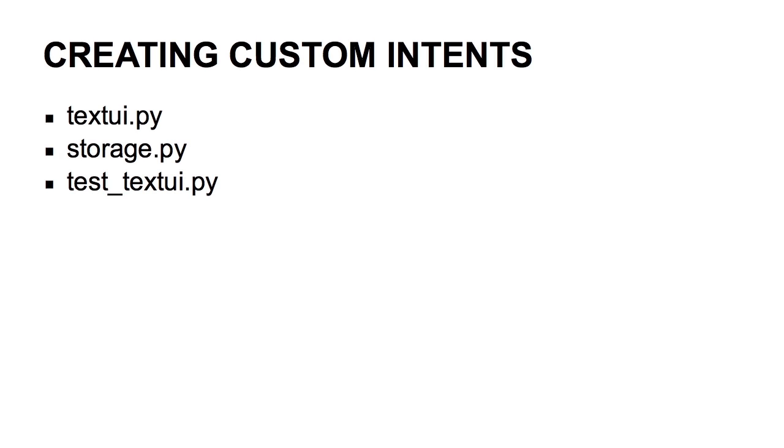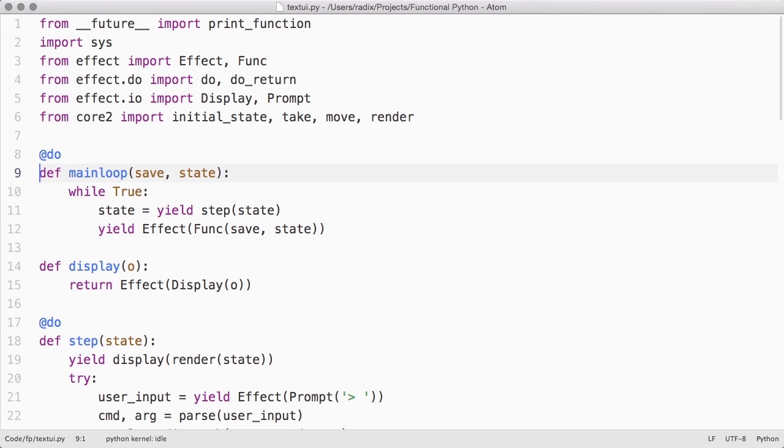In this lesson, we'll see how to create custom intent objects for use with the effect library in the context of our text adventure. We'll be working with textui.py, storage.py, and testtextui.py from the working files folder. In textui.py, we have a main loop function which accepts a save function as an argument. It uses this to save the state.